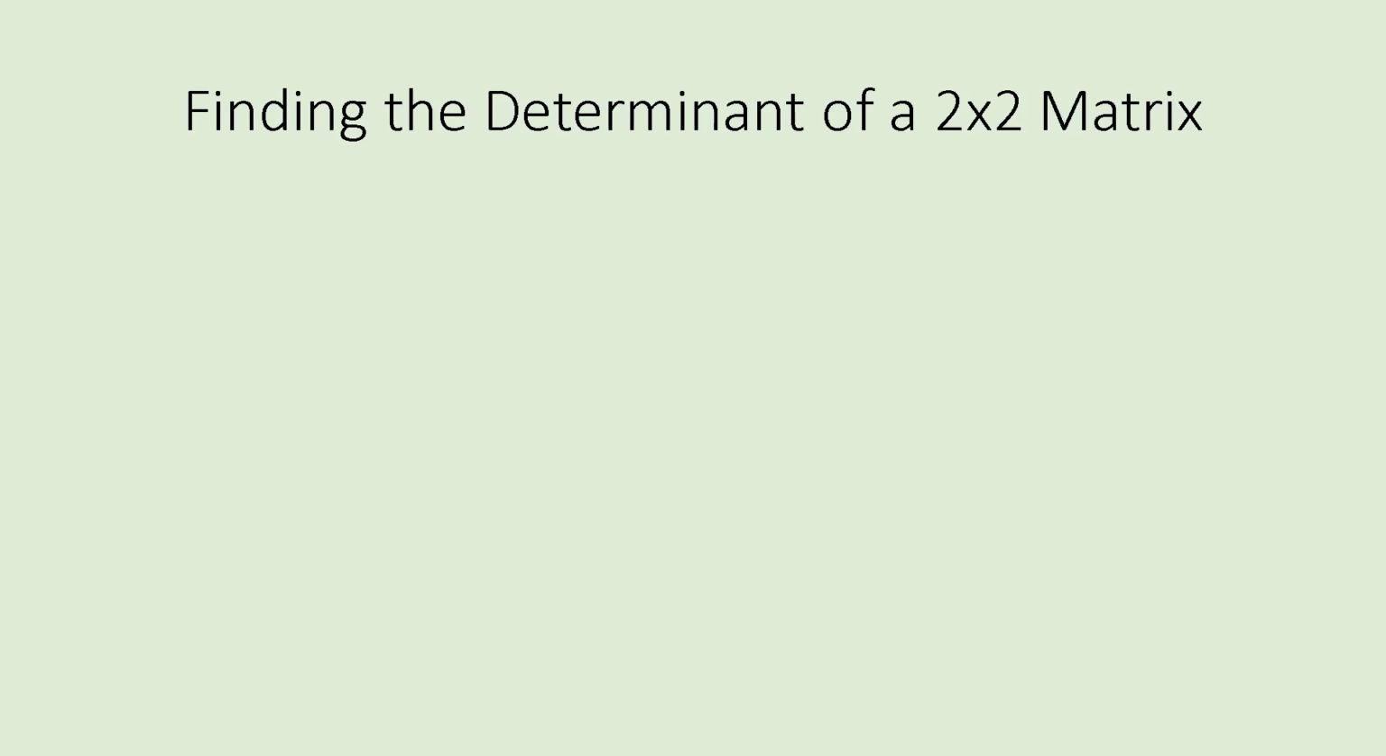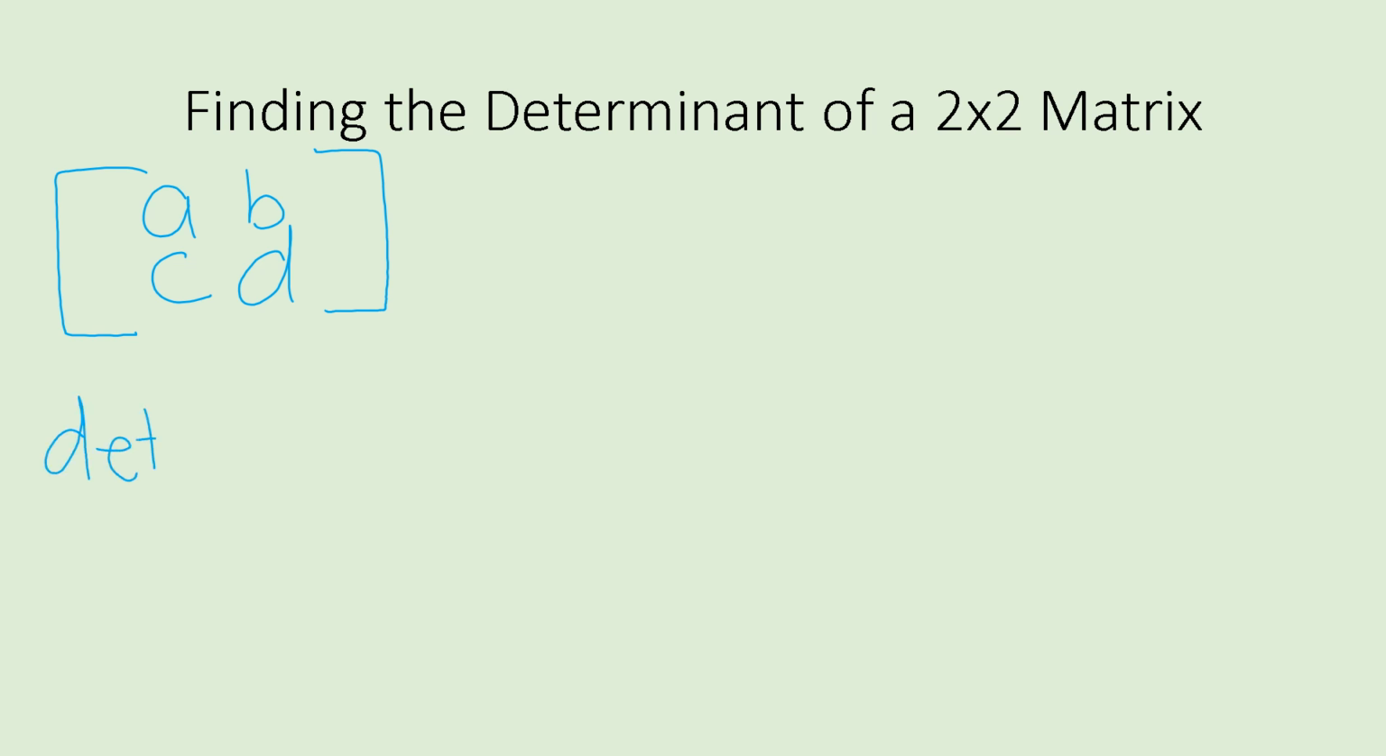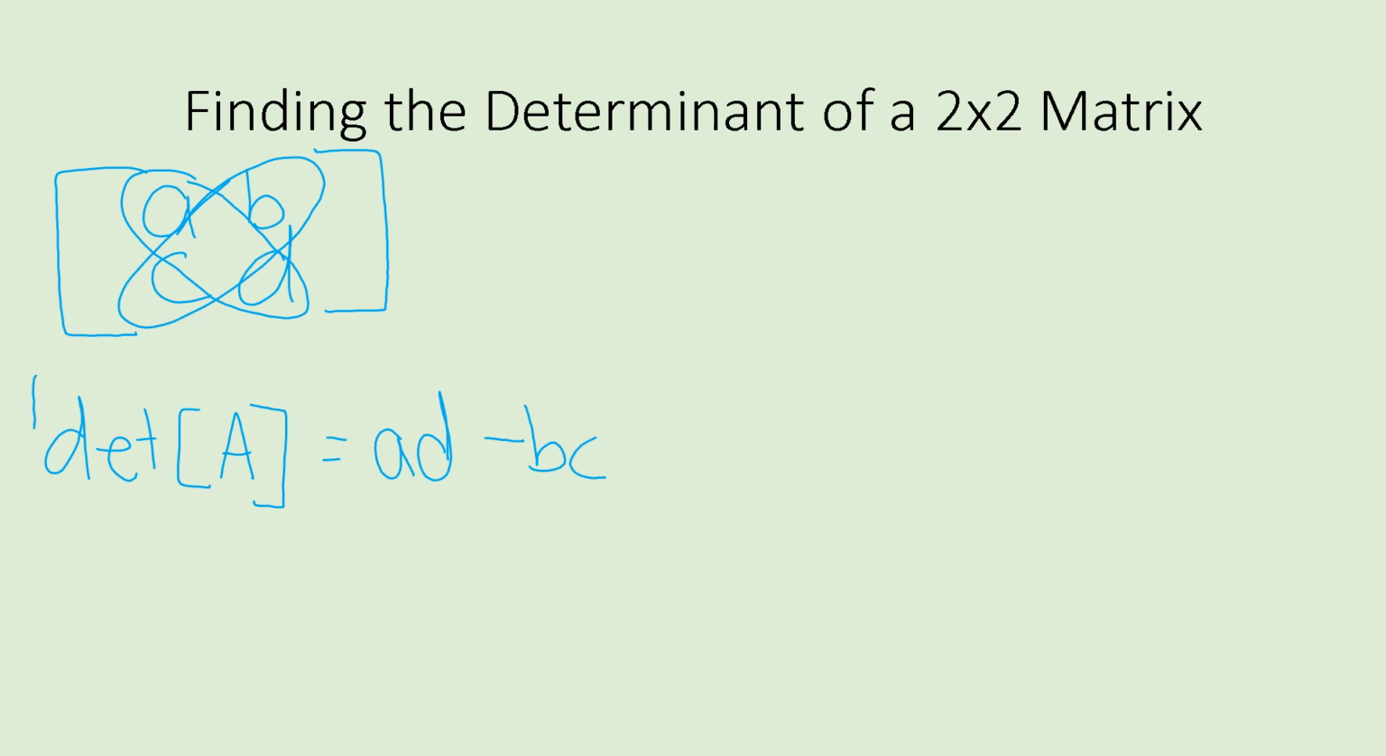Okay, so next we're going to learn how to find the determinant of a 2 by 2 matrix. Say we have the matrix A, B, C, D. To find the determinant of this matrix, you are going to multiply the A and the D, and then you're going to subtract the product of B and C. So this is a formula you can use on any 2 by 2 matrix, and we're going to try it out.